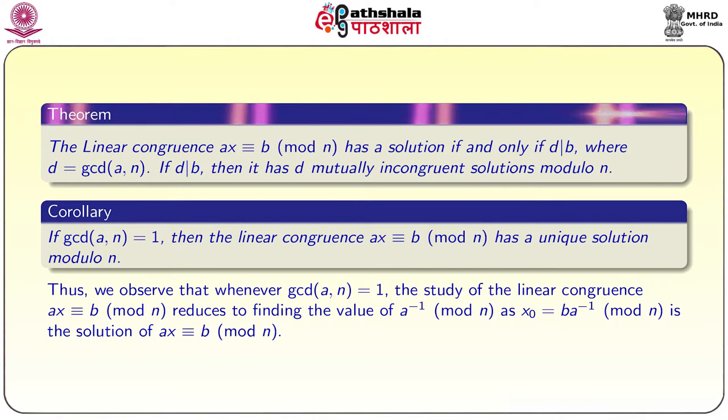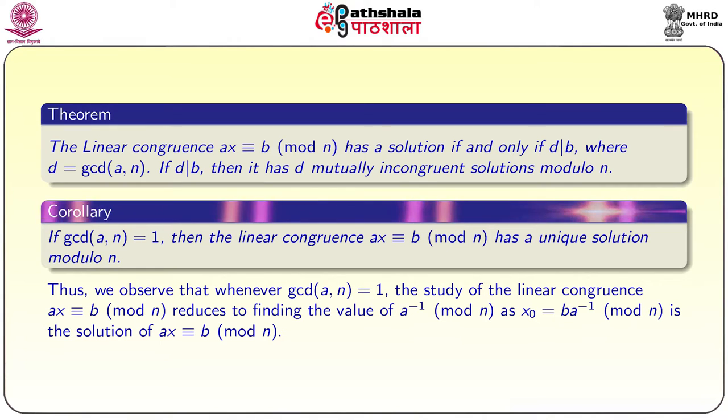Now, there is a theorem that relates to linear congruences. The linear congruence Ax congruent to b mod n has a solution if and only if D divides b, where D is the GCD of a, n. If D divides b, then it has exactly D mutually incongruent solutions modulo n. So, it is one of the important things: GCD is playing a role, GCD is giving the number of mutually incongruent solutions to Ax congruent to b mod n.